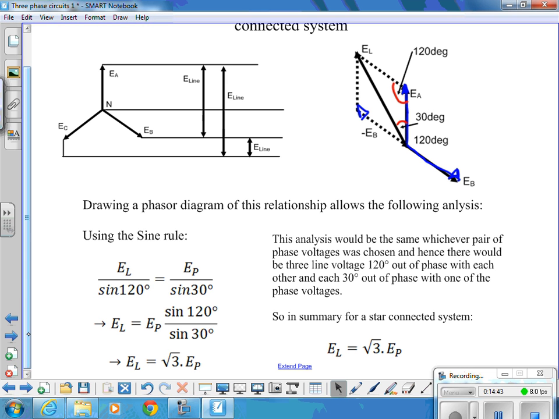Rearranging that equation, EL is EP times sine 120 over sine 30. That equates to the square root of 3, if you do that on your calculator, and therefore the line voltage for a three-phase star connected system is √3 times the phase voltage. And that analysis would be the same regardless of which phase voltage and line voltage we picked. Okay? So in summary, for a star connected system, E line is equal to √3 times E phase.